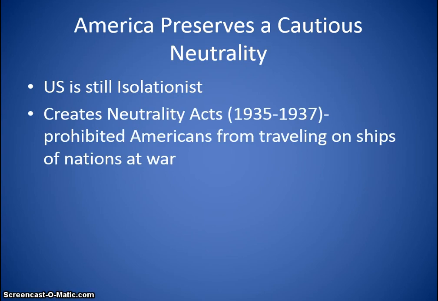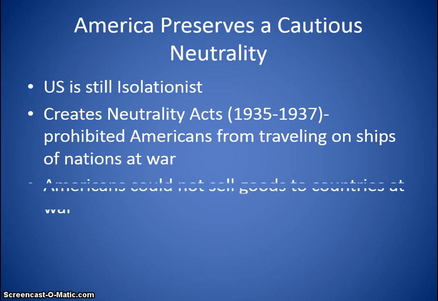And FDR creates the Neutrality Acts of 1935 to 1937, and it prohibited Americans from traveling on ships of nations at war. We know that with World War I, one of the main reasons we got into the war was because of the sinking of the Lusitania, and we didn't want that to happen again. We didn't want Americans being killed because they're traveling to or on ships of foreign countries, right?